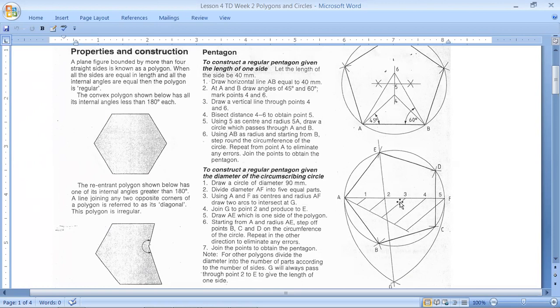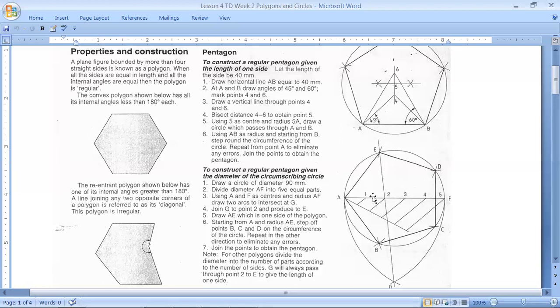you open the compass to the radius. If the diameter is 90, you open the compass at 45 and draw the circle. Then draw a horizontal line passing through the center of the circle, the circumference.